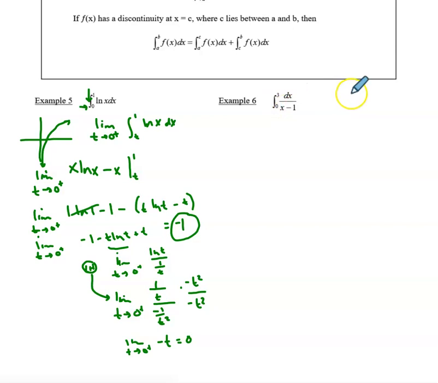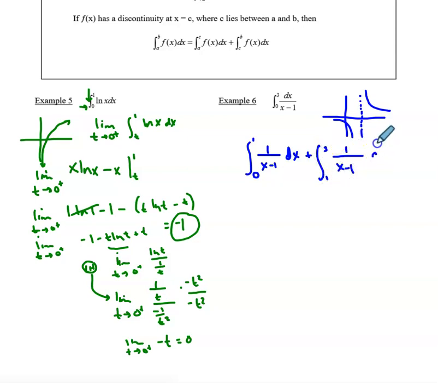Okay, for this next example, I have to determine where I have an improper integral. So let's go ahead and graph 1 over x minus 1. And I have a vertical asymptote at 1, and then it's a basic hyperbola here that looks like this. So I'm integrating from 0 to 3, so my issue is that I have a vertical asymptote at 1. So what I'm forced to do is to write this in two separate integrals. I'll have the integral from 0 to 1 of 1 over x minus 1 dx, plus the integral from 1 to 3 of 1 over x minus 1 dx.